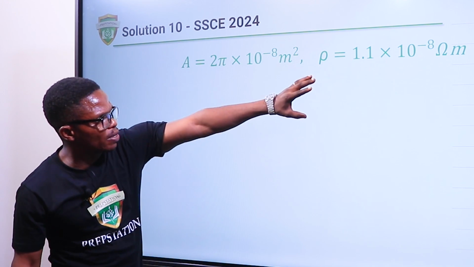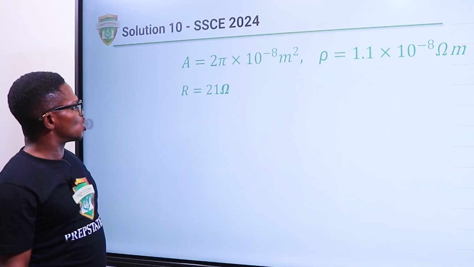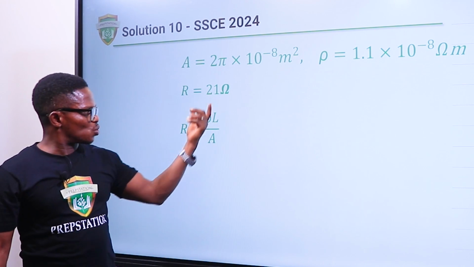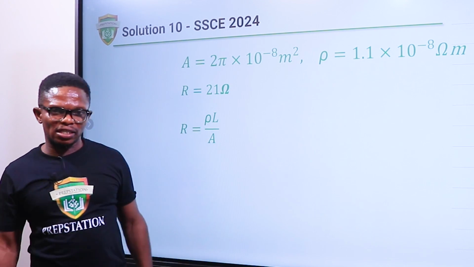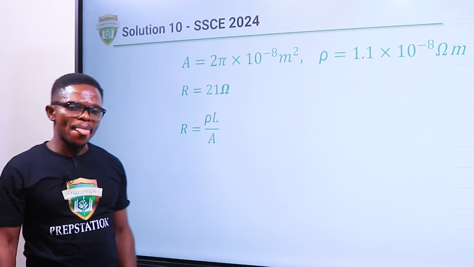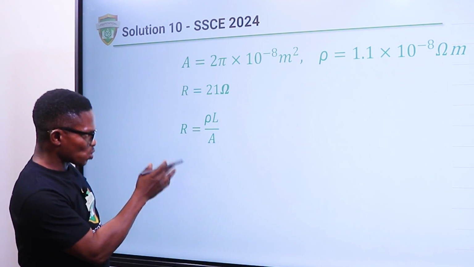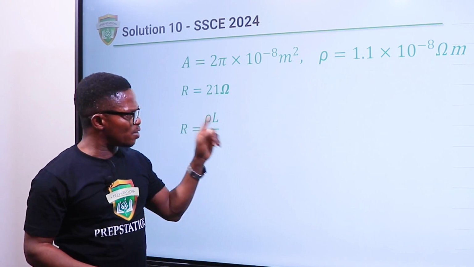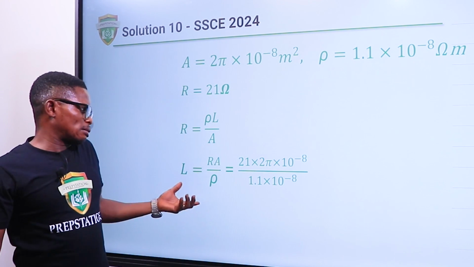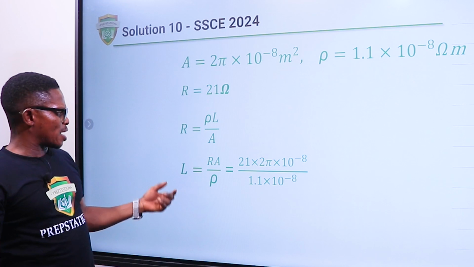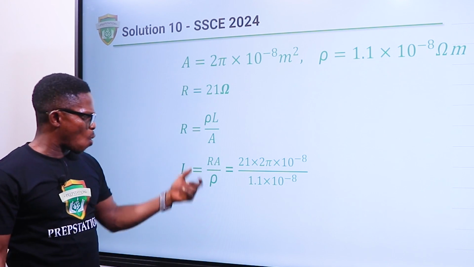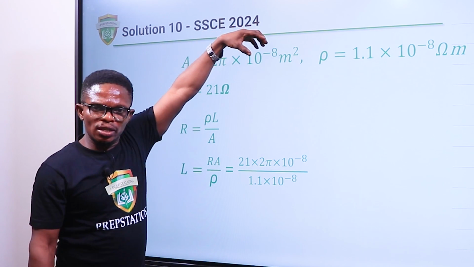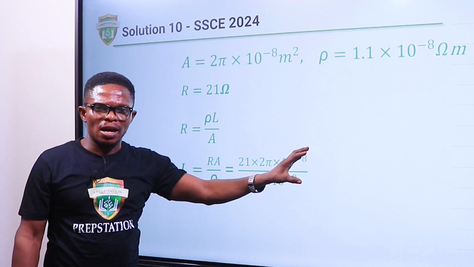So we have all of these given, right? Which formula will do this job? This is the formula. I wrote it there before. R equals rho L over A. Rho is resistivity, L is length, A is area, R is resistance. For this question, we are looking for L. So what will you do? Make L the subject of the formula. If you make L the subject of the formula here, L will be equal to RA over rho. At this point, what do you do next? Substitute these values into the formula and then play with it.